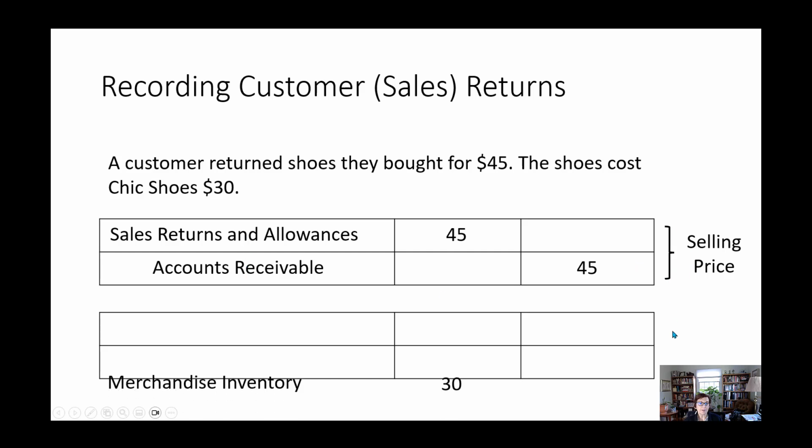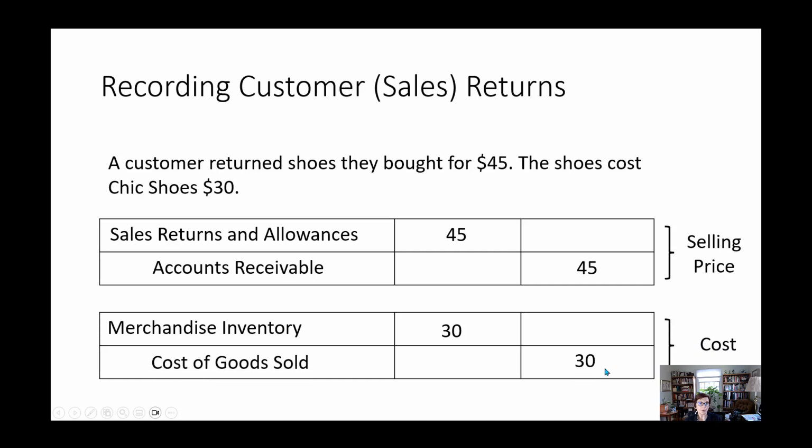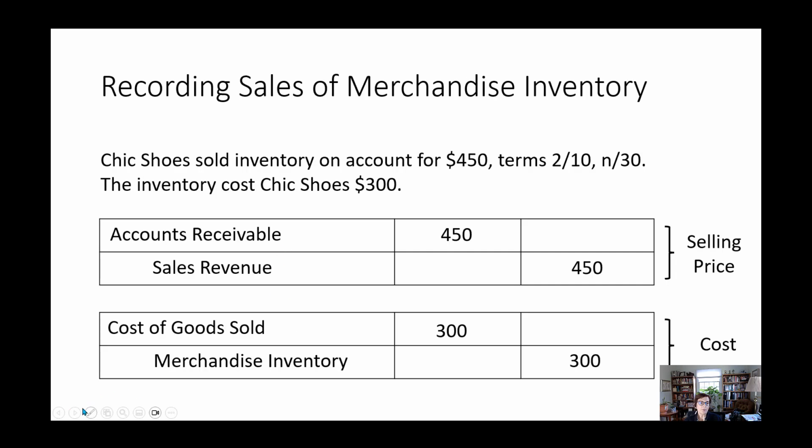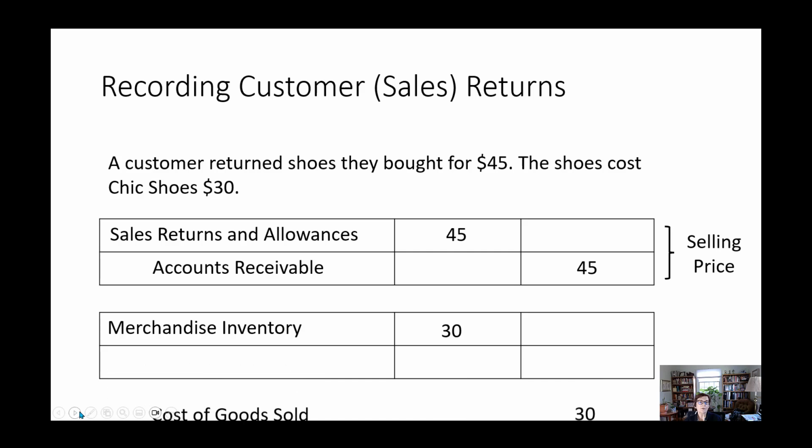This is our selling price. We're going to debit merchandise inventory because it came back, so we have our inventory again. And we're going to credit cost of goods sold because we didn't sell it. So basically what we did was we took this entry from before, we reversed it with the exception of the sales returns and allowances. Okay?